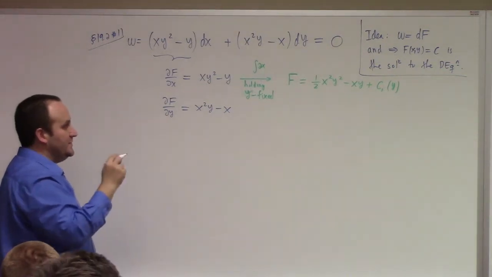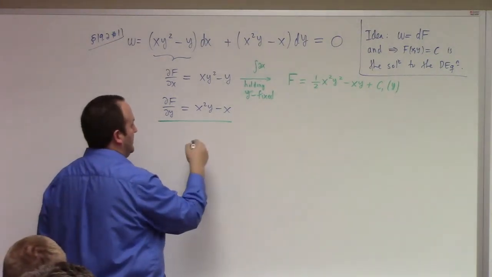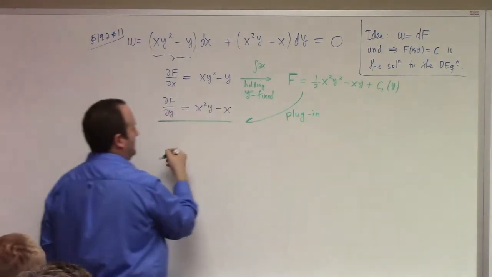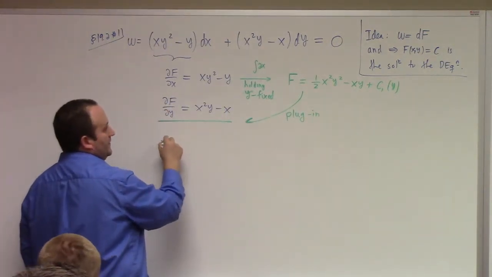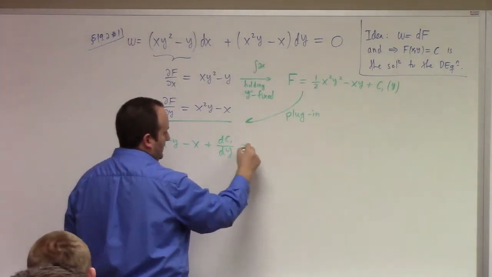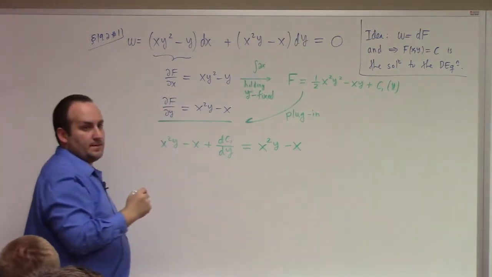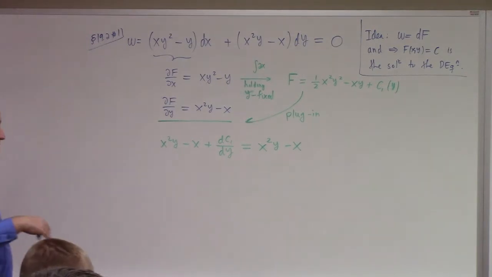Step one. Step two, plug that in to this. So step two, I plug that in and see what happens. So if I take the y derivative of that, what do I get? I get x squared y minus x plus dc1/dy is equal to x squared y minus x. If the equation is actually exact, when you do this, it will work out. If it's not exact and you try to do this, it will blow up in your face and we'll get a nonsensical equation, right?